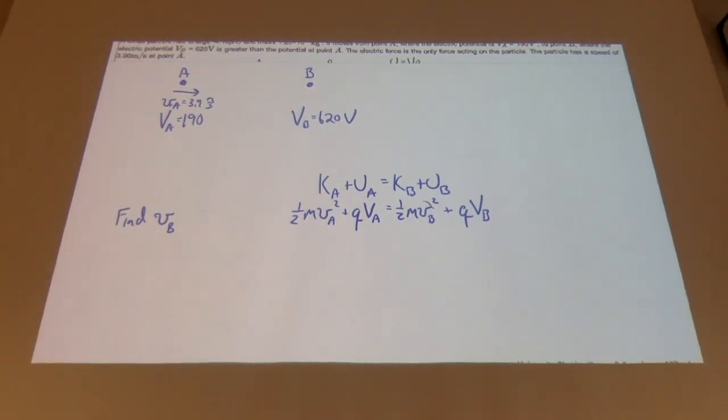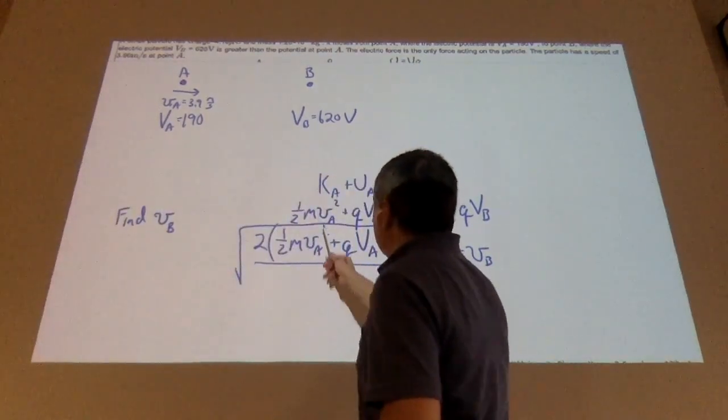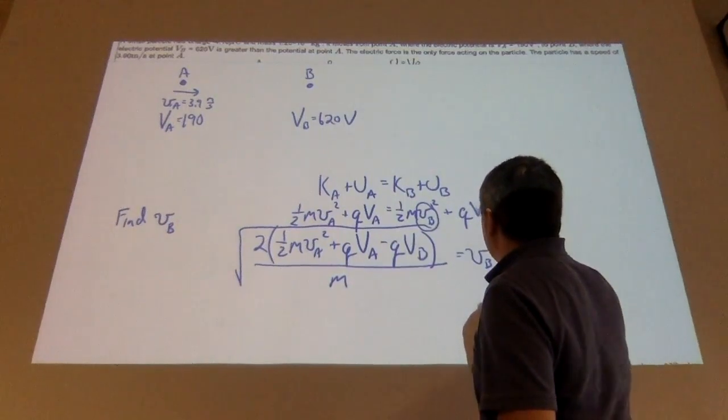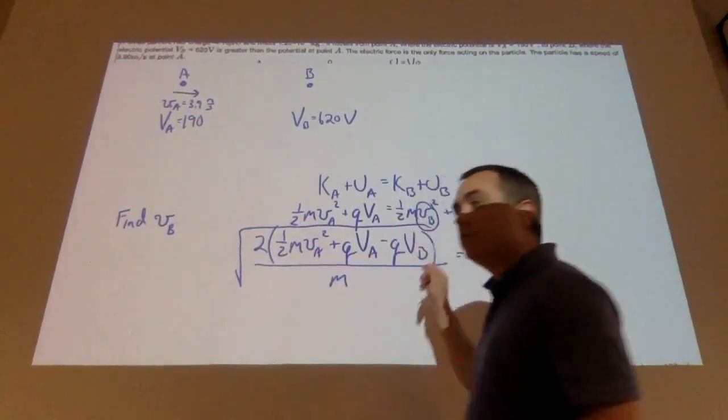So we're solving here for the velocity at point B, which just means some algebra must be done, right? So let's see, 1/2 mass velocity A squared plus Q VA minus Q VB. And we're going to have to take that whole thing and multiply by 2 and divide by the mass and take the square root. There we go. Did all the algebra in one fell swoop. No? Did I mess up? Yeah, VB, the one inside, isn't supposed to be there. That's supposed to be divided by Q. Let's see, I've got this one plus that one, and then I'm going to subtract this one on this side, and then multiply by 2, divide by mass, take a square root. I think it's good.